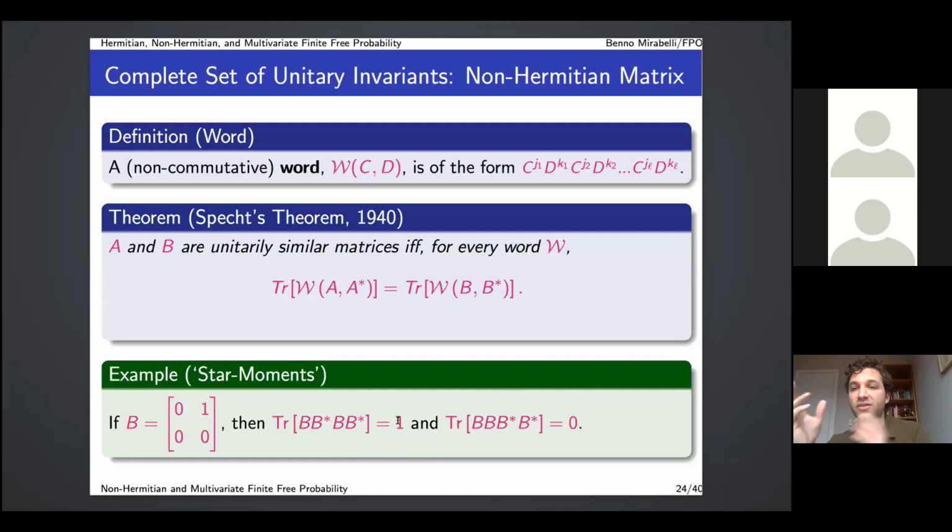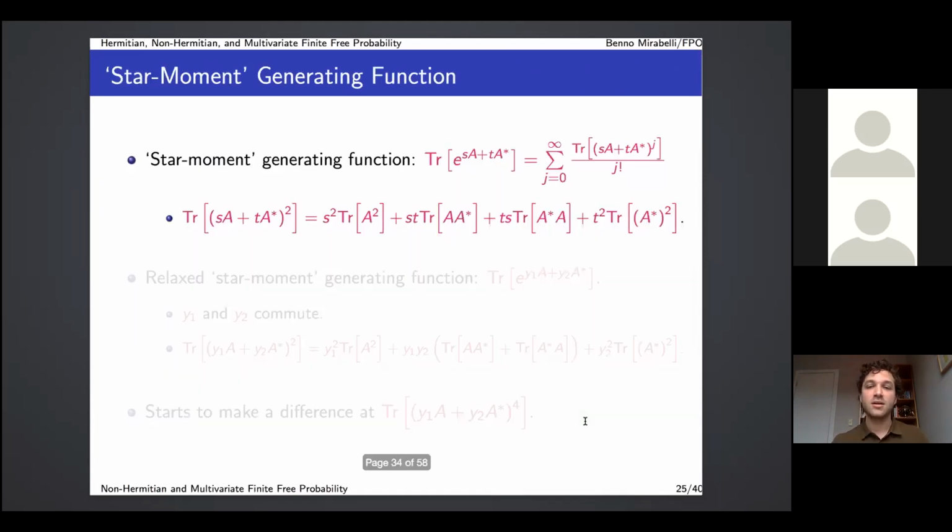And just to show that the non-commuting aspect really matters here, the moment for B, B, B star is equal to 0. So if I take all of these non-commuting star moments, that gives me a complete set of unitary invariants according to Specht. So just as we had with the moments, we can think about representing this as coefficients of some generating function.